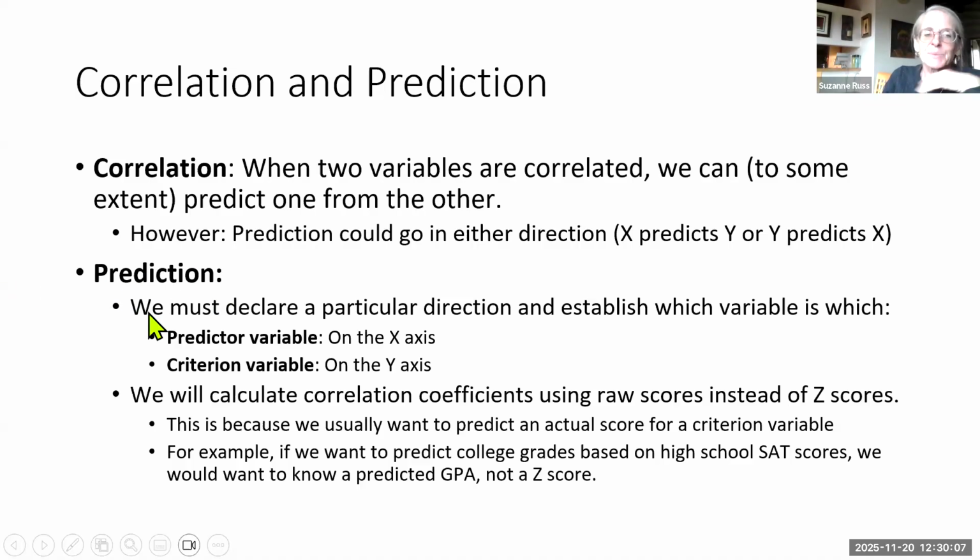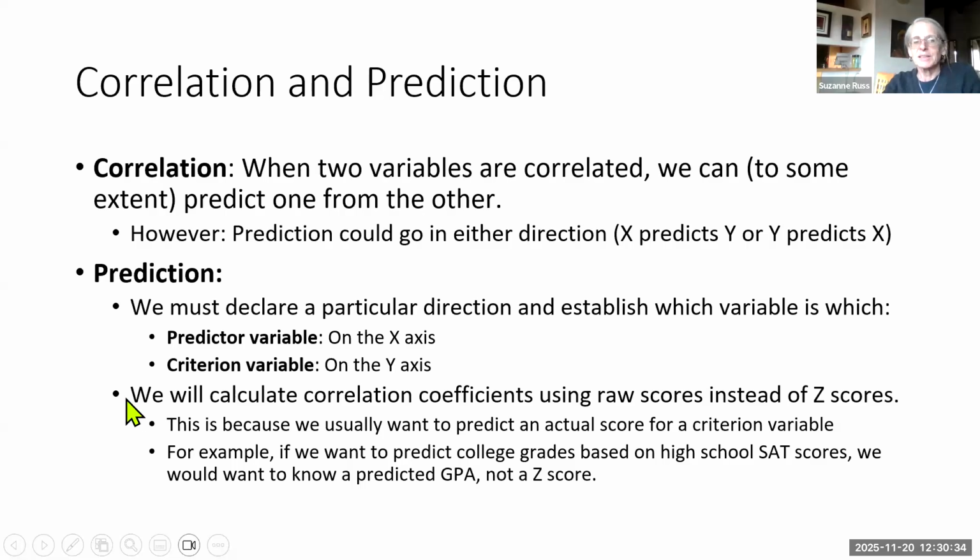So in prediction, we have to do things a little differently. First off, we do have to establish which variable is which. And our predictor variable is always on the x-axis, on that horizontal axis. And the range has to be indicated because this is a visual thing we can do. And then the criterion variable, that just means what it is we're predicting. That's got to go on the y-axis.